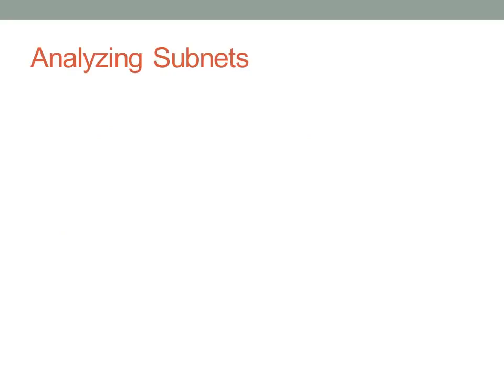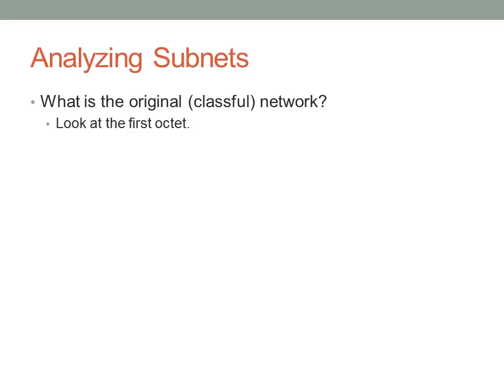So I'm actually going to give an example of subnetting here in a little bit, but when we're analyzing subnets, these are some things we'll want to look for. First, what is the original classful network that we're talking about? To find this, you would simply look at the first octet. It's very easy. Second, we'll want to look at how many subnets are possible for the given subnet mask.